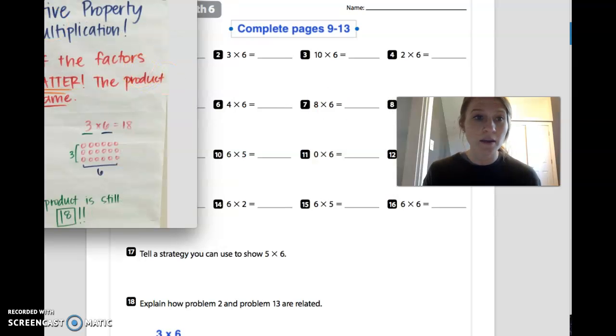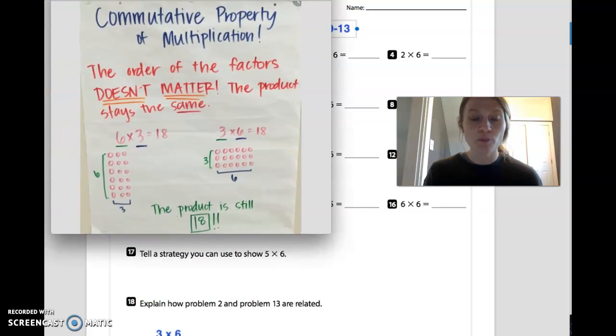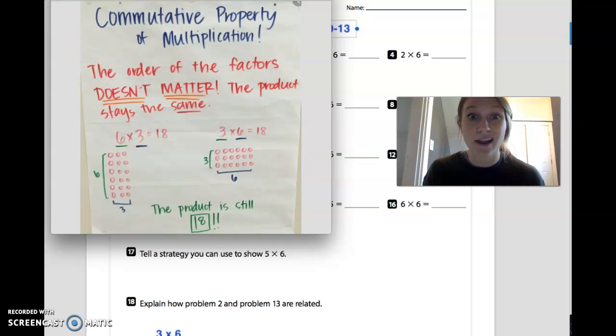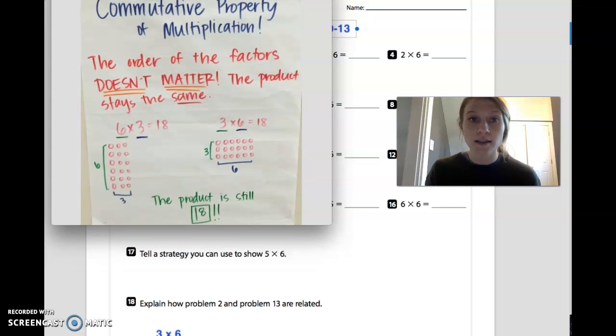You can also think about how we've been talking about commutative property. Remember, commutative property means it doesn't matter where those factors are at, 6 times 3 or 3 times 6. The product is exactly the same. So be on the lookout for different facts that all they do is they use commutative property where they switch their factors around. That's going to be a really good hint for you guys as we start this lesson today.